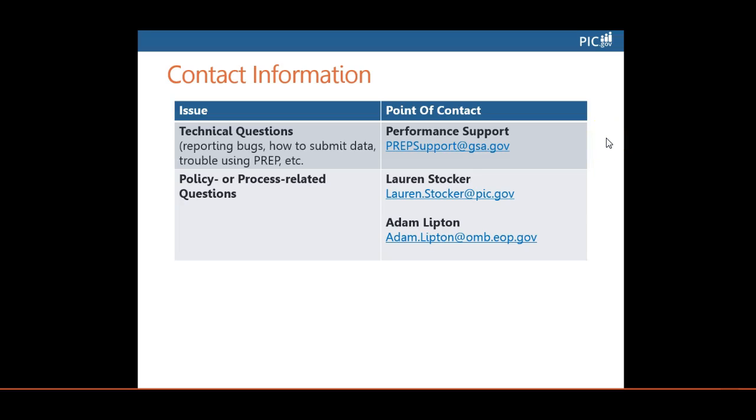Remember, for technical questions such as accessibility and system issues, please email prepsupport@gsa.gov. For all policy or process-related questions, please contact Lauren Stalker or Adam Lipton.